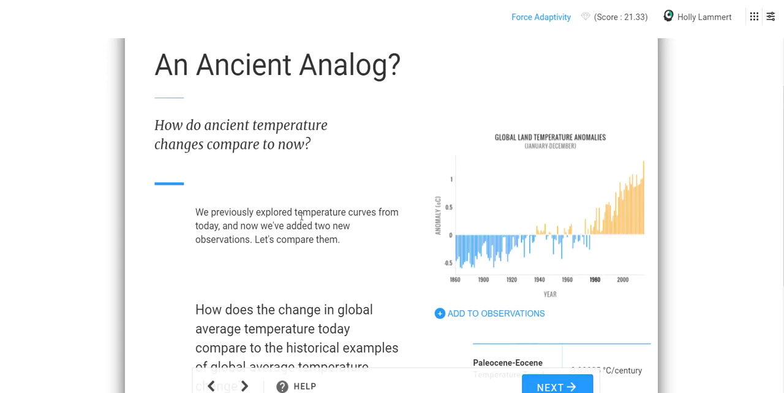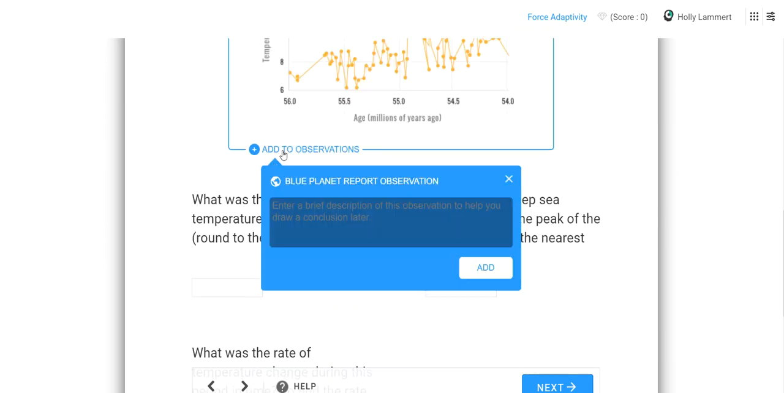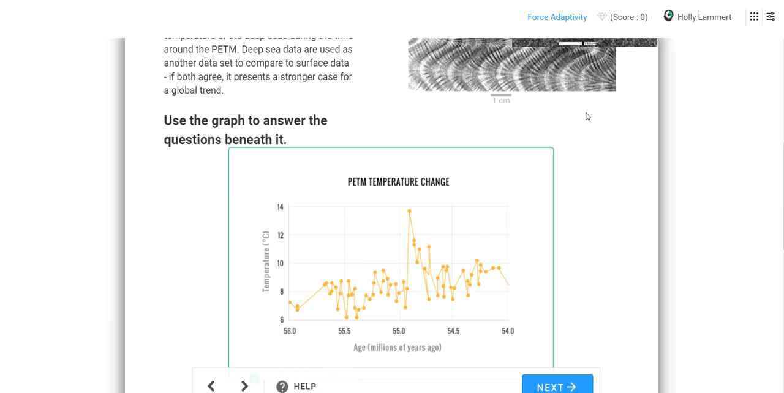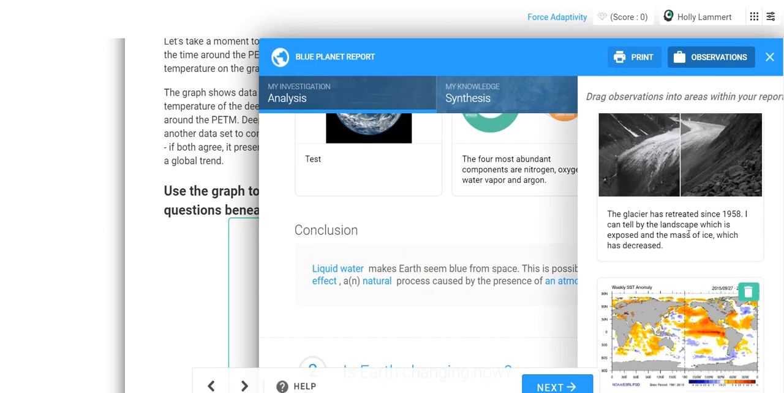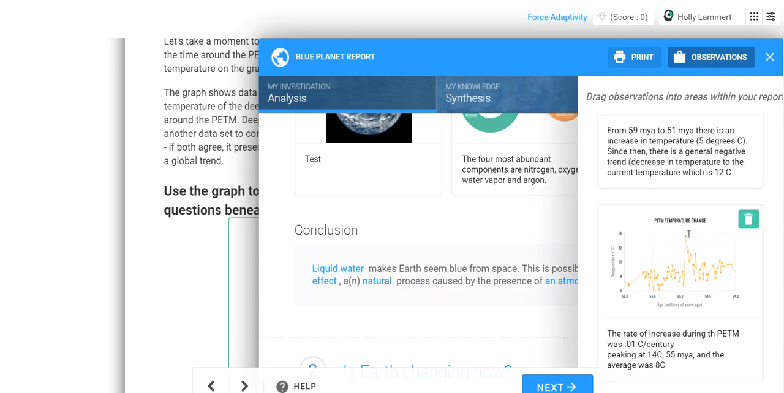All right, so now let's go ahead and answer how those ancient temperatures compare to now. Oh, wait, go back and make sure you have entered this, add this observation. So the rate of increase during the PETM was 0.01 degrees per century, peaking at 14 degrees C, no naked numbers, 55 million years ago. And I say, and the average was 8 degrees C. Okay, good. So every time we add those observations, that's useful in our blue planet report. We're going to need to use those later, so you can see them piling up over here. And all the more detail you add now is going to help you out when you're going to write your final report.